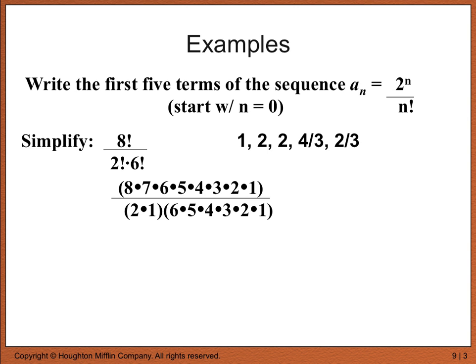And if you look at it expanded this way, you should be able to recognize that you can cancel part of the numerator with part of the denominator. Of course, then you're just going to end up with 8 times 7 in the numerator and 2 times 1 in the denominator. And that gives you 56 divided by 2, which is 28.